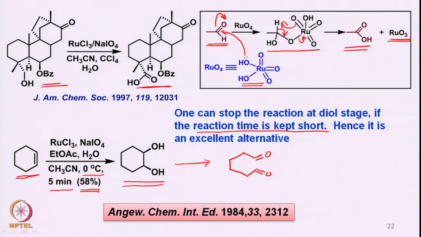This is an interesting observation which was published in 1984. That means that you have an alternative to osmium tetroxide to go to the corresponding diol, and if one wants this diol to be converted to the corresponding dialdehyde by cleavage of the C-C bond, then of course you can allow the reaction to go further for a longer time and the cleavage can take place. But getting the diol is also an alternative, and a good alternative for the reaction.